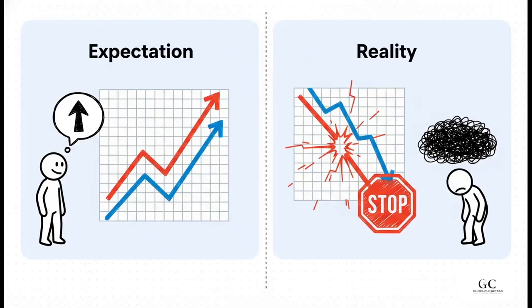Oh man, does this look familiar? On the left, that's the dream, right? The textbook perfect bounce that makes you feel like a genius. But on the right, that's the reality for so many. The price just ignores your line completely, smashes through your stop loss, and leaves you just scratching your head. It is an absolutely painful cycle.